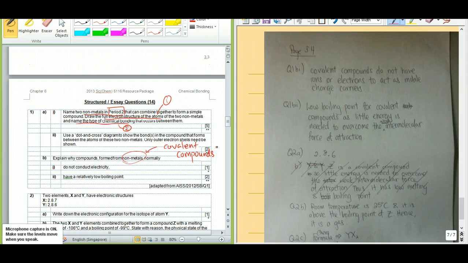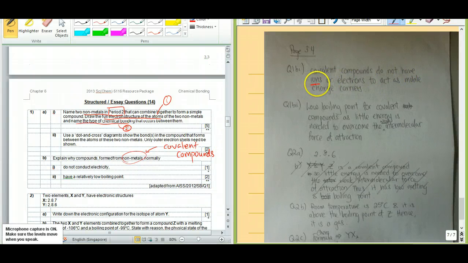So covalent compounds do not conduct electricity because they do not have ions or electrons to act as charge. Take note, very important term here, mobile charge carriers. For ionic compounds, they have ions to act as mobile charge carriers. For metals, they have electrons that act as mobile charge carriers. That's why they can conduct electricity. But then for covalent compounds, they do not have any of those. Hence, they do not have any mobile charge carriers.